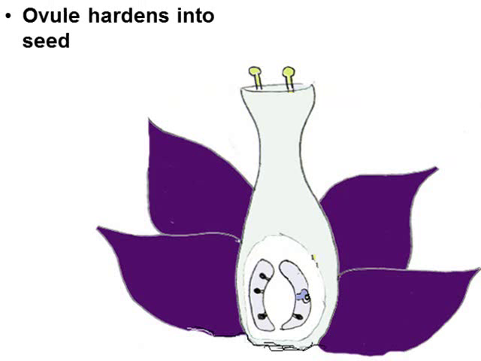So after fertilization, the sperm and the egg have created a zygote. That ovule will harden into a seed. And so in this ovary, I've only drawn one seed. In reality, there might be more than one seed. I've just drawn one in this animation. But the ovule will harden into a seed.